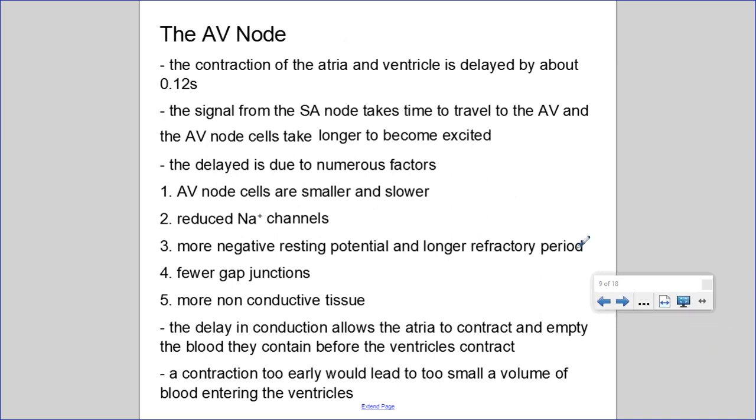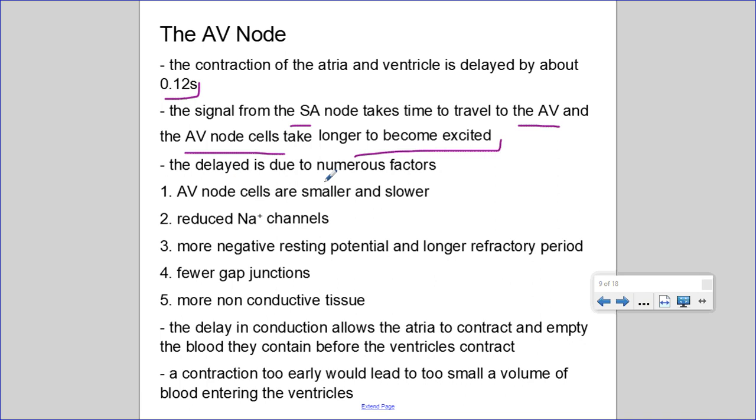So once that signal passes from the sinoatrial node to the atrioventricular node, there will be a delay of that signal. The contraction of the atria and the ventricle is delayed by about 0.12 seconds. It's a very, very brief delay. The signal from the sinoatrial node will take time to travel to the atrioventricular node, and the atrioventricular node cells take longer to become excited. So they take a bit of time to propagate that signal.